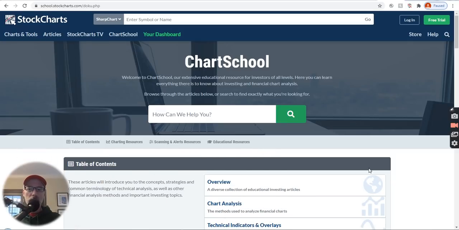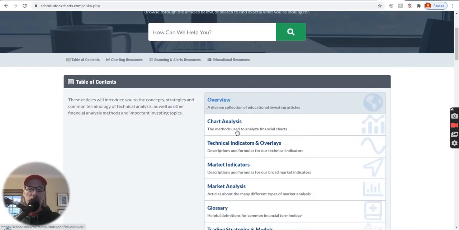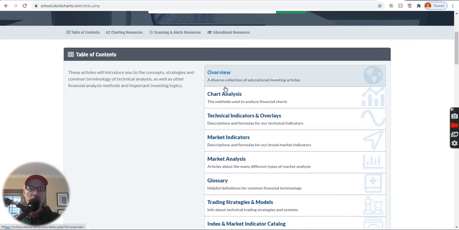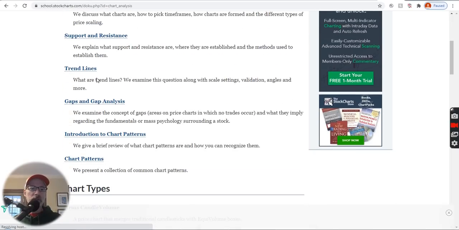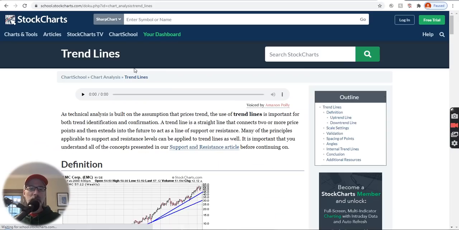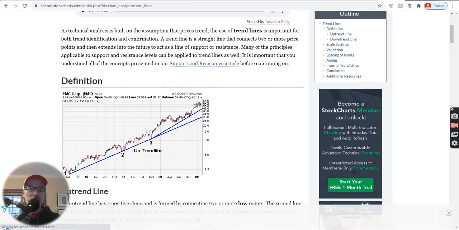When it comes up with a Chart School, it's all about these lessons here. You click on any one of these and it'll give you information on how to do chart reading. Let's click on this one that says chart analysis, and it'll talk about what are charts, support and resistance, trend lines. You click on one of these and it'll bring you to another page that gives you all this great free information on how to look at charts.